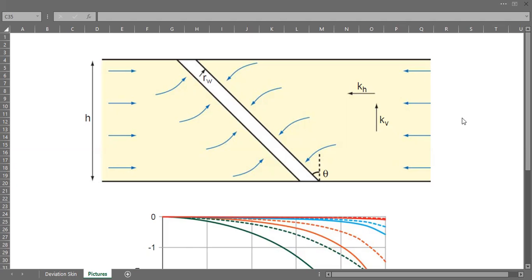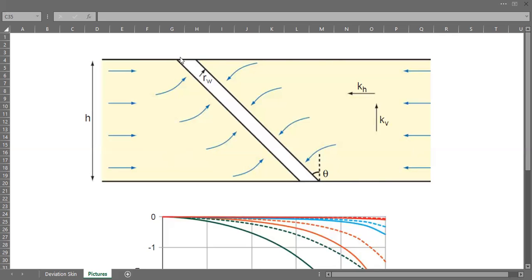So in this video, we will continue our learning on reservoir engineering and pressure transient analysis. And today's topic is about deviation skin. Usually we have a deviated well, and we will have an angle between the wellbore and the reservoir. And here we have the schematic.